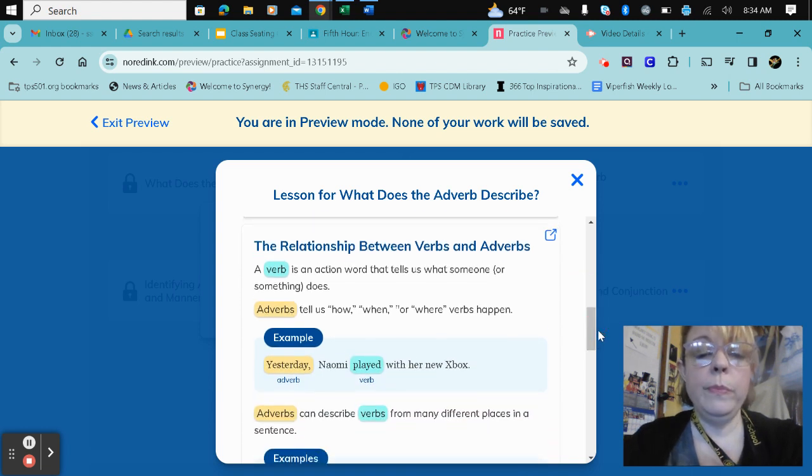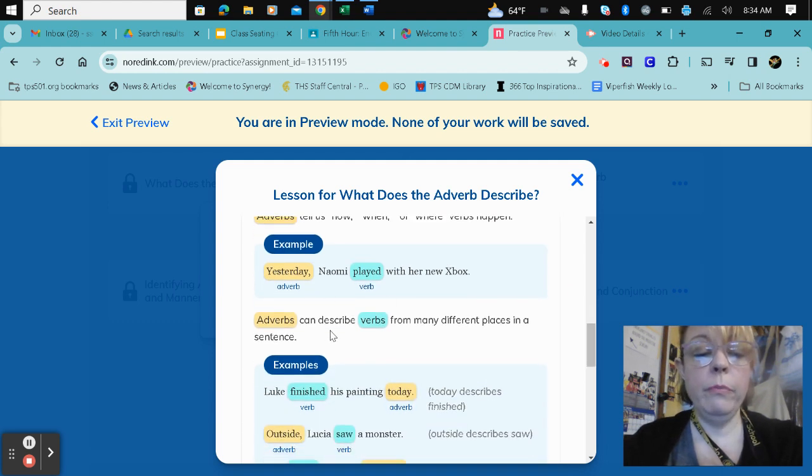The relationship between verbs and adverbs. Okay, so a verb is an action word that tells us what someone or something does. An adverb tells us how, when, or where verbs happen. Example: yesterday, Naomi played with her new Xbox. So the adverb is telling when Naomi played.